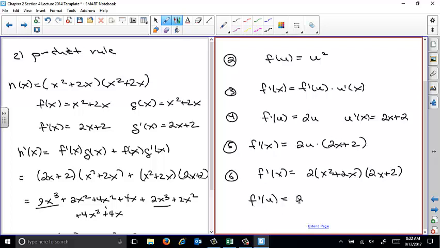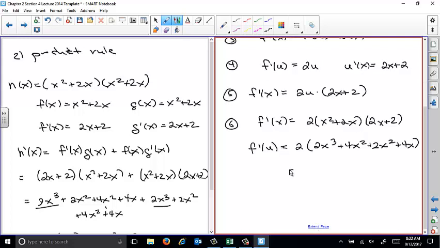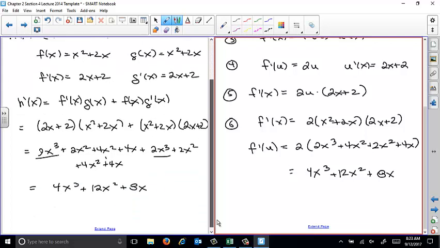So we'll get 2 times, using FOIL, we get 2x cubed here, plus 4x squared from here, plus 2x squared from here, plus 4x from the last. And you can see what I'm going to get is 4x cubed. 4 plus 2 is 6. 6 times 2 is 12. So I get 12x squared. And 2 times 4 is 8. And I get 8x. And you see, it's the same answer.